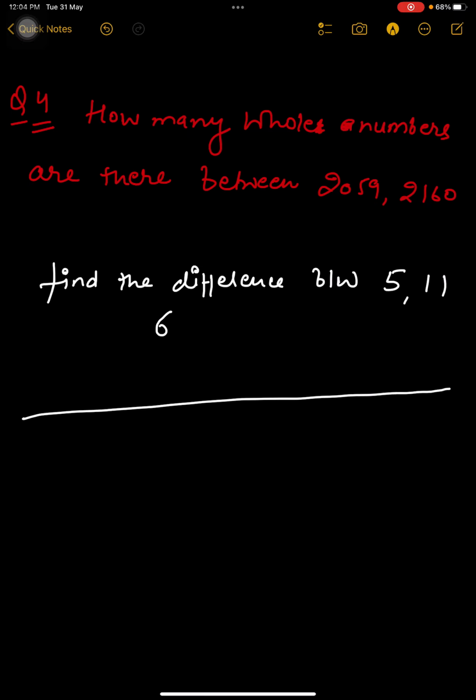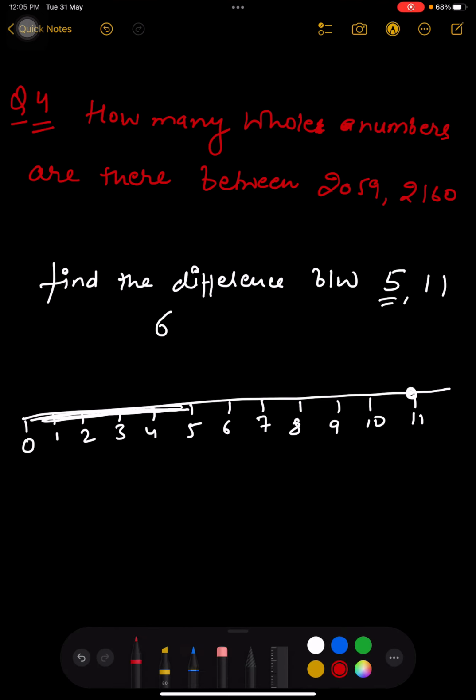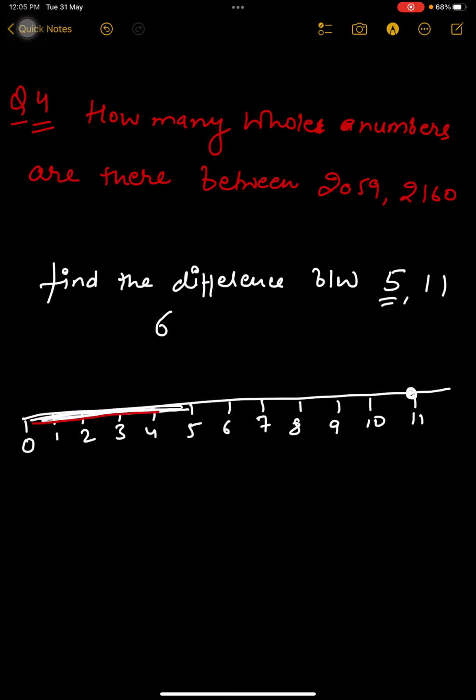You all are aware of the number line. Let me draw it: 0, 1, 2, 3, 4, 5, 6, 7, 8, 9, 10 and 11. So from this number I have to subtract how many numbers? 5. So this portion I need to subtract. If I subtract this portion, what am I left with? I will be left with this portion.